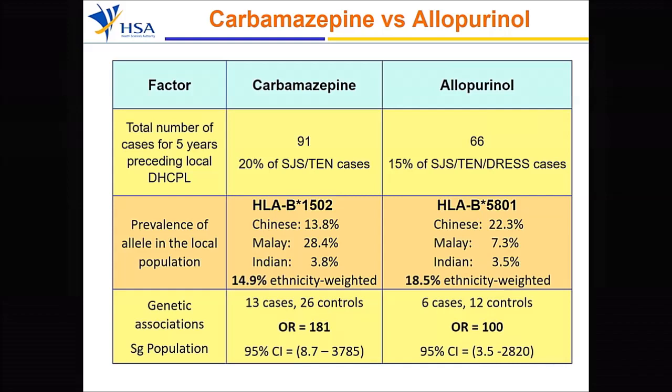So HSA set up a case control study coordinated with 4 different clinical centers in Singapore. Over 5 years, it was very tedious, but we were able to collect 13 cases and 26 controls for carbamazepine, and we verified the 1502 association. Then more recently, we had enough cases and controls to do the allopurinol genotyping, and were also able to verify that relationship as well, with only 6 cases and 12 controls.